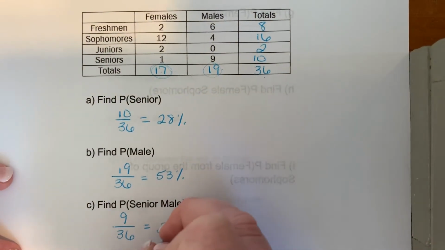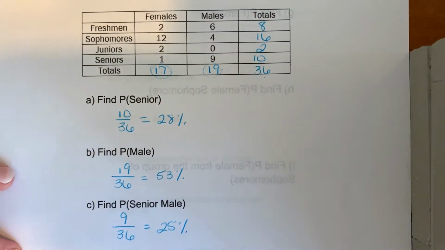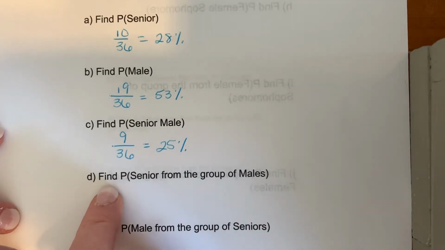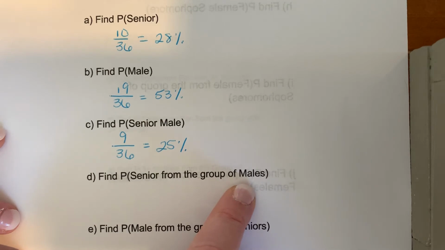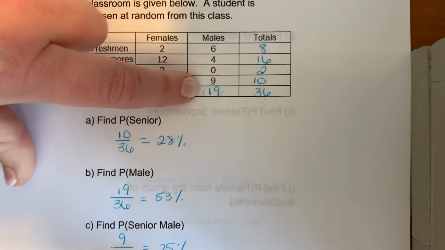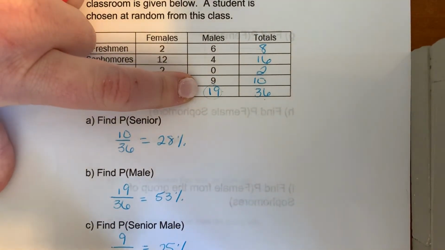That's a 25% chance of happening. Next one, find the probability of a senior from the group of males. So we're not looking at the total number of students. I'm looking at just the male students. So there were how many male students? There were 19 of them.